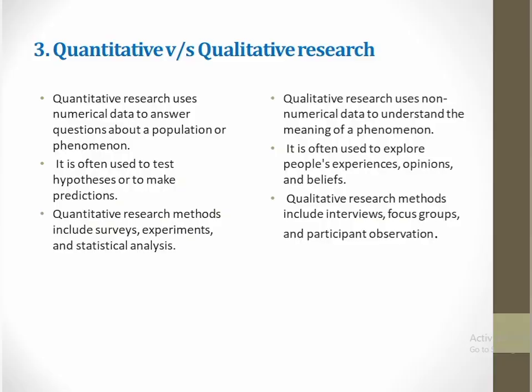So the next one is quantitative versus qualitative research. In quantitative research, the researcher uses numerical data to answer questions about a population or phenomenon. Here the name itself denotes that quantitative means numerical and qualitative means non-numerical data. So in quantitative research, the researcher uses numerical data to answer questions about a particular population or phenomenon. So he will collect the numerical data.